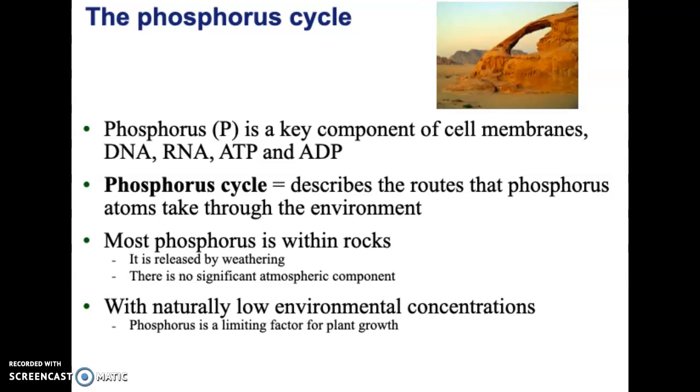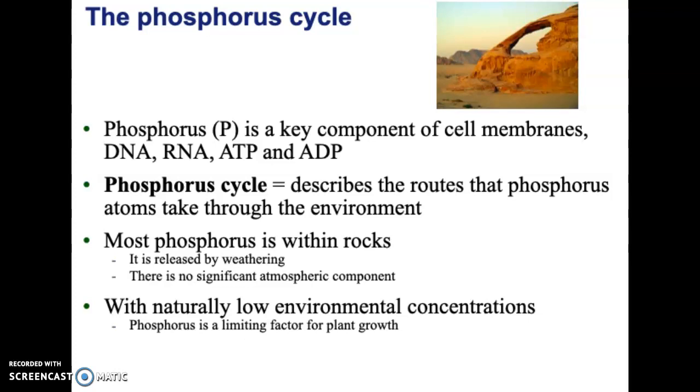So the next two cycles that we need to cover are the phosphorus cycle and the water cycle. Those make up the four biogeochemical cycles that are most important for life on Earth. Phosphorus is an essential nutrient for living organisms. It's found in cell membranes, DNA, RNA, ATP, and ADP.